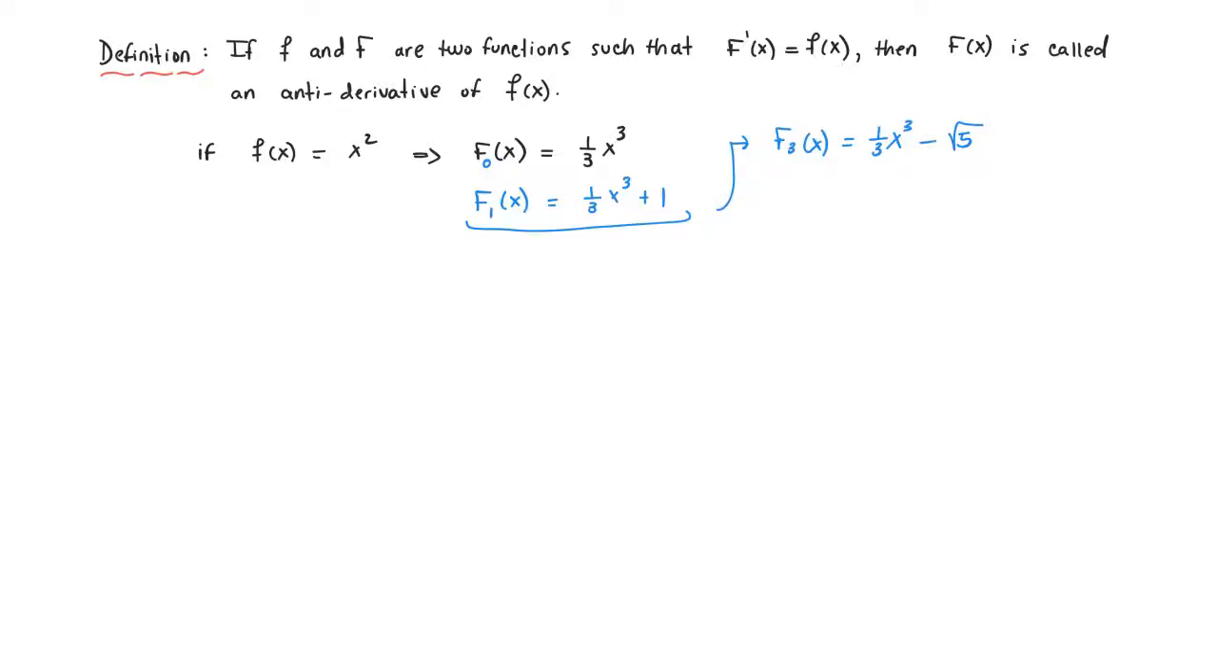You don't just have one antiderivative. Pretty much by adding any constant or subtracting any constant, you preserve the same derivative. So if a function has an antiderivative, it is safe to say that it has infinitely many, because you can create infinitely many antiderivatives by adding or subtracting a constant.